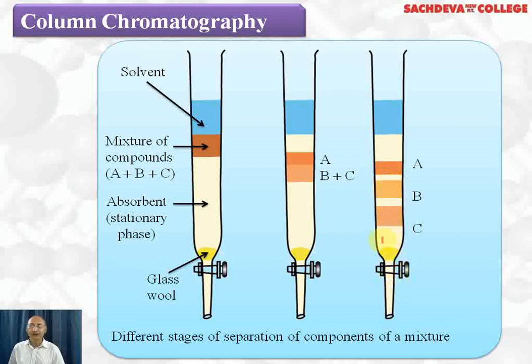Now if you had dissolved the given compound in a particular solvent, the solvent can be evaporated to get pure components C, B and A. So these diagrams show different stages of separation of components of a mixture with the help of chromatography. Here the stationary phase is the adsorbent, alumina, and the mobile phase is the mixture of compounds as well as solvent. They form the mobile phase.